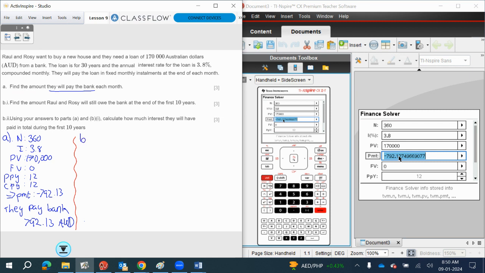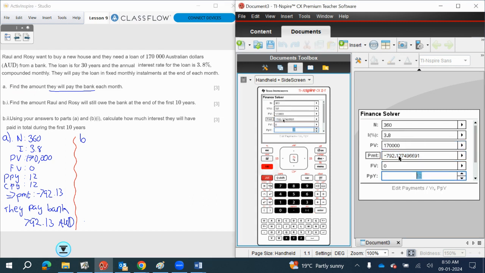B. Find the amount Raoul and Rosie will still owe the bank at the end of 10 years. So how many payments have happened after 10 years? 10 times 12, so 120. Nothing else changes. The payment is still going to be the same payment. What we want now is the future value. So we've calculated the payment. We're going to keep making those payments, but only for 120 payments, and then see what the future value of the loan is.